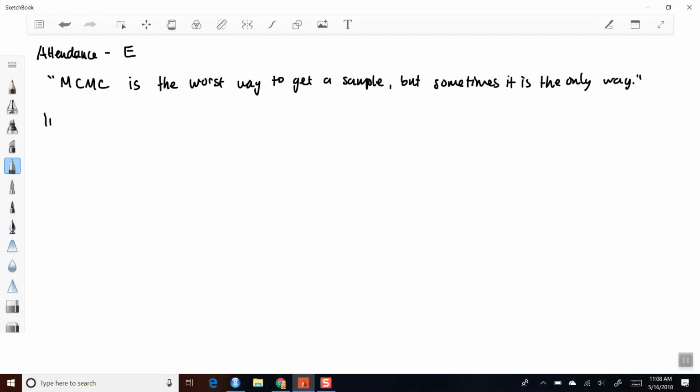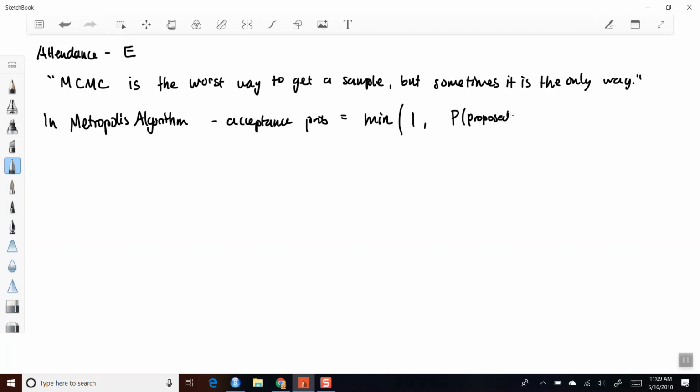So in the Metropolis algorithm, and also the Metropolis-Hastings algorithm, the acceptance probability is the minimum value between 1 and the probability of the proposed value divided by the probability of the current value. Okay?